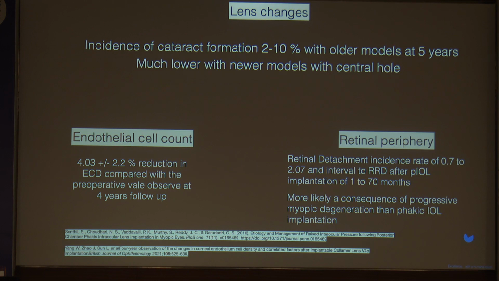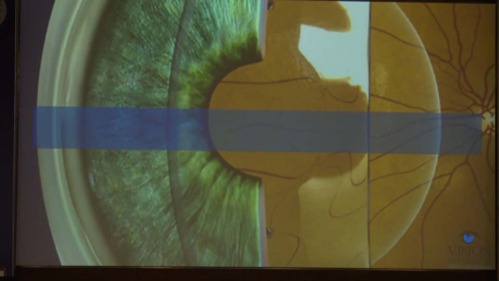And also retinal periphery is something that you should continue to look at. It's unlikely and it's not 100% known, but it is believed that the retinal detachments, etc., that happen are because of the progressive myopic degeneration rather than the phakic IOL itself.